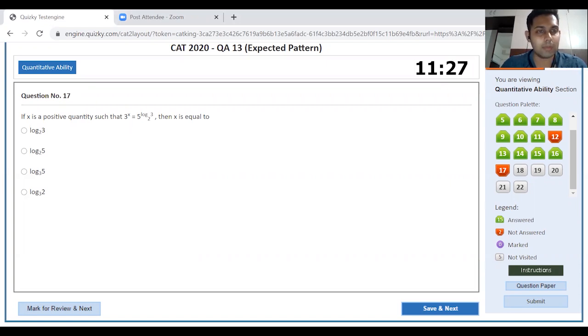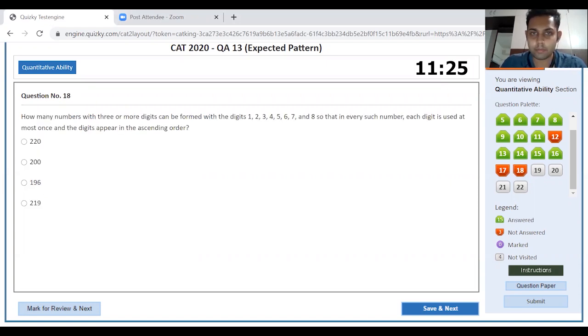Double law questions. Okay. How many numbers with 3 or more digits can be formed with the digits so that in every such number, each digit is used at most once and the digits appear in ascending order?